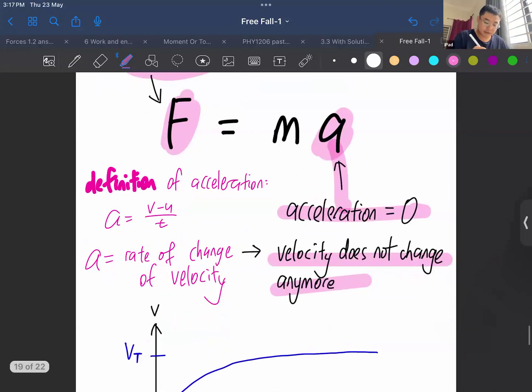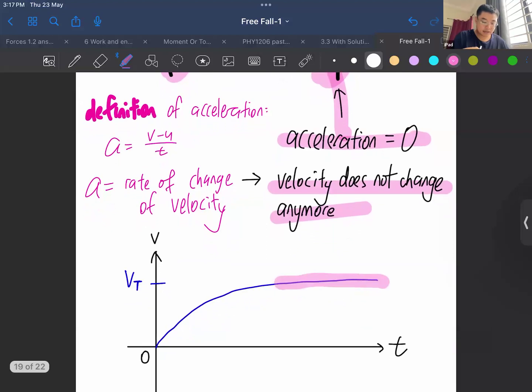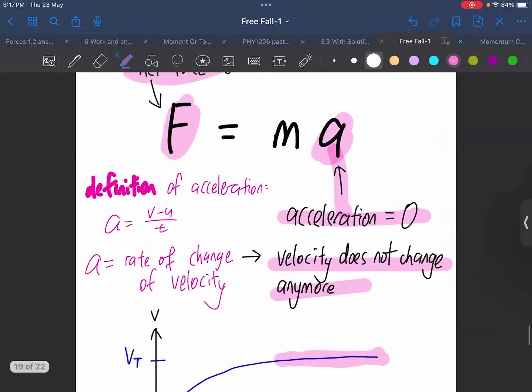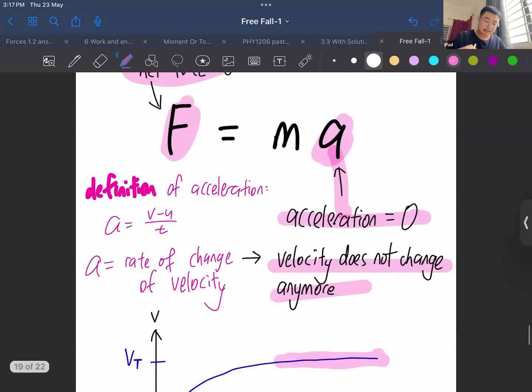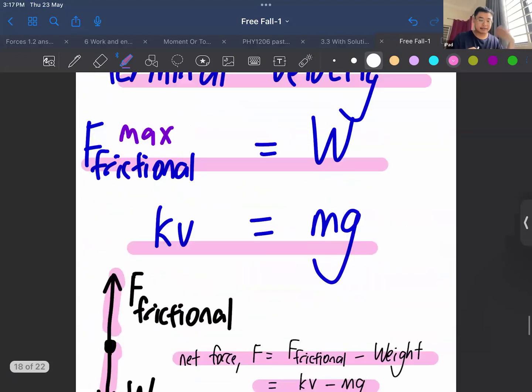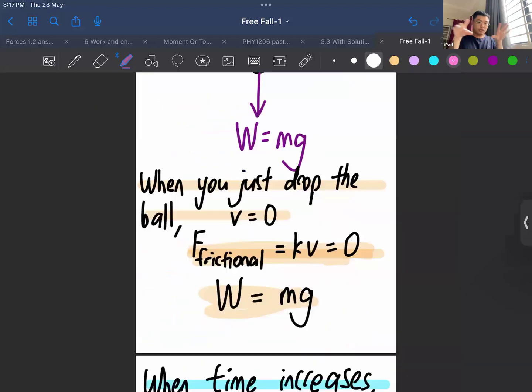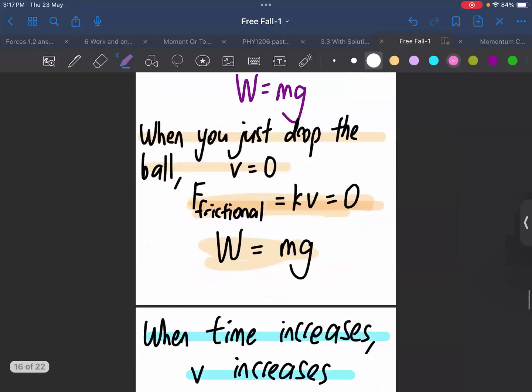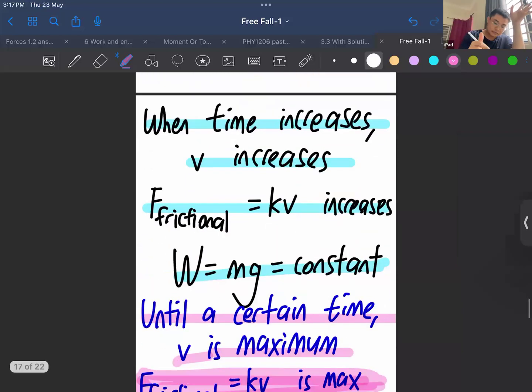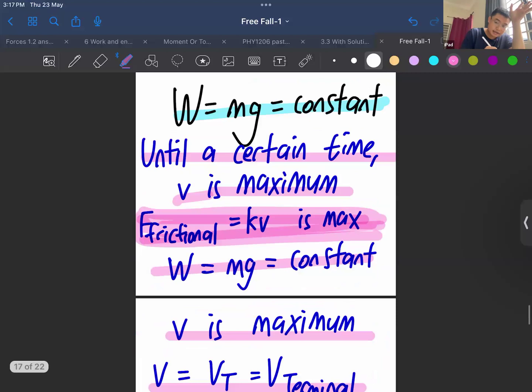So remember, this is for the pink color region, if you still remember. Okay, so let's get our story clear. This is like a plot. Do you still remember this one? The orange part. When you happen to drop the ball, your velocity is zero, your frictional force is zero, and then your weight is just mg. This is for the orange. Are you okay? Orange. Okay. I label orange. This one. Okay, I label here. Okay. Can I?